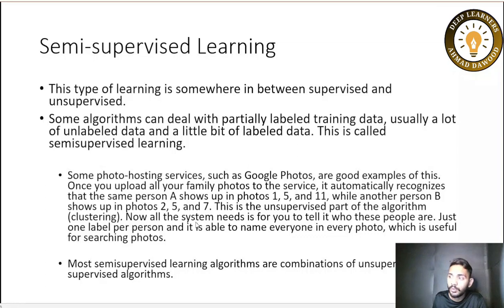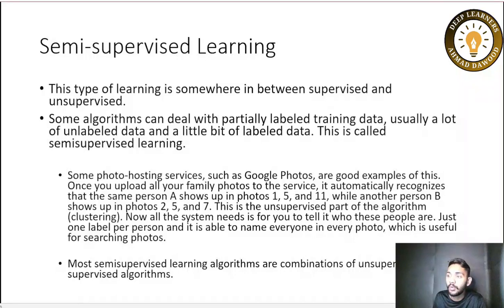This is the unsupervised part of learning, where it is clustering the photos on the basis of similar properties or similar faces. On the basis of a similar face in photos 1, 5, and 11, it has clustered person A. Now all the system needs is for you to give a name to these persons, just one label per person, and it is able to name everyone in every photo, which is quite useful for searching the photos.